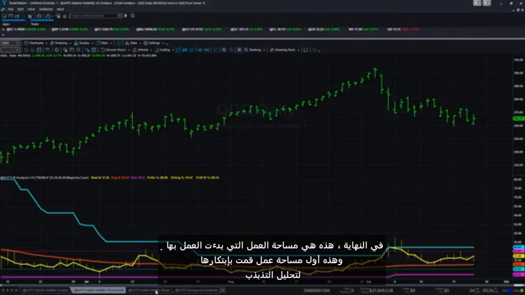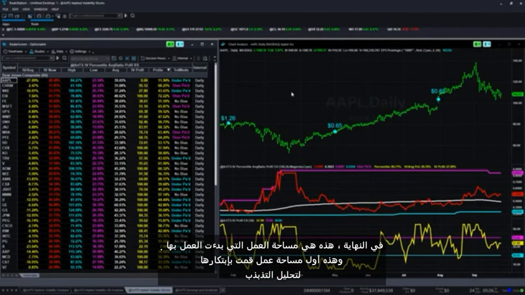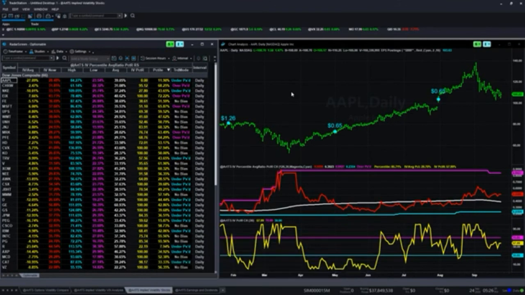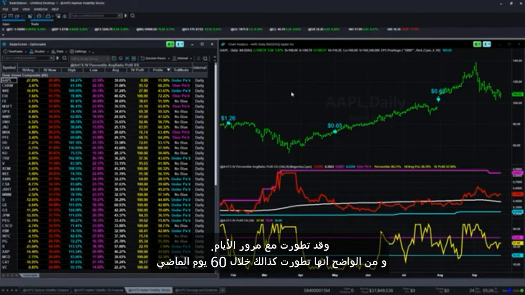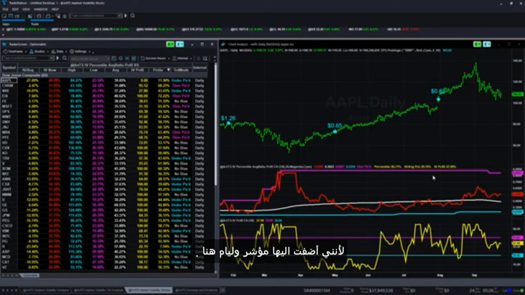And finally, this is the workspace that started this whole thing. This was the first workspace I ever built for analyzing volatility to take advantage of that daily implied volatility for every stock many, many years ago. And it's evolved over time. Obviously, it certainly evolved over the last 60 days because I added that Williams percent R concept here.